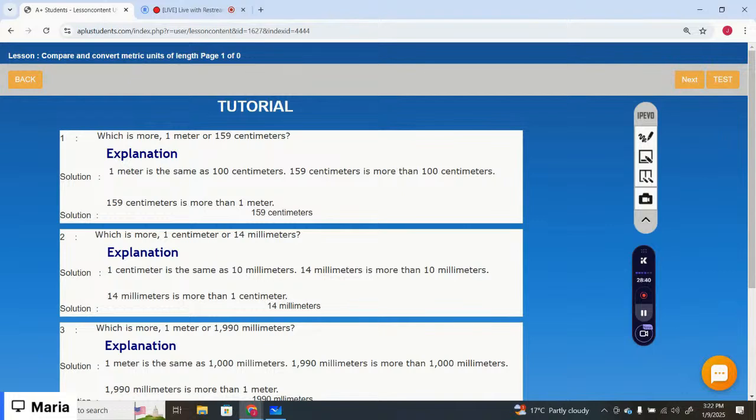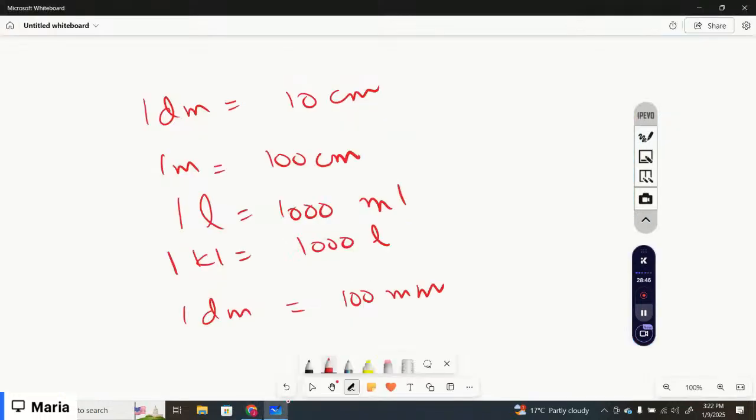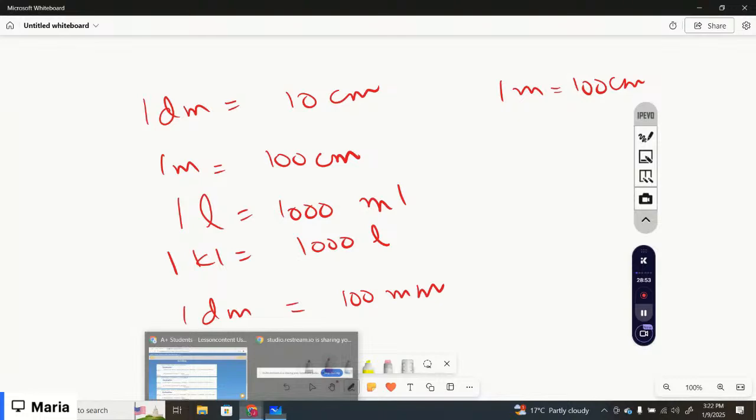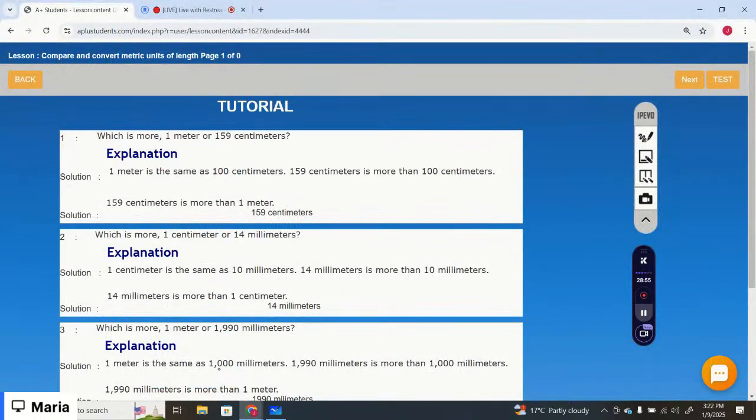Which is more, 1 meter or 159 centimeters? So 1 meter equals 100 centimeters, right? So 1 meter or 159 centimeters, which is more? That is, 159 centimeters is more.